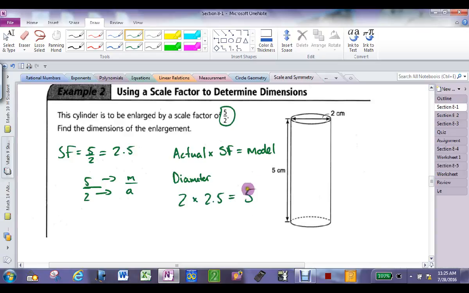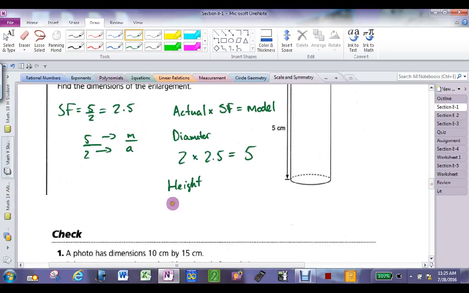Five. Then I do the height, because that's the only other dimension I need. What was my height in the original? 5 times, what was my scale factor? 2.5. I'll help you out: 12.5 is my new height.